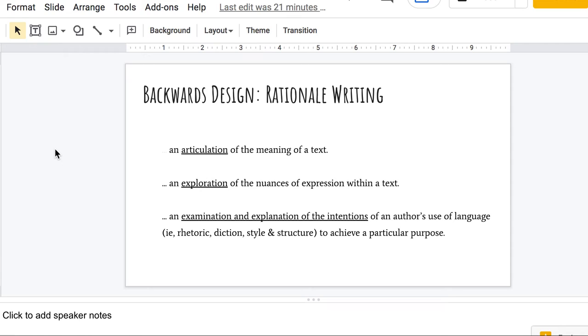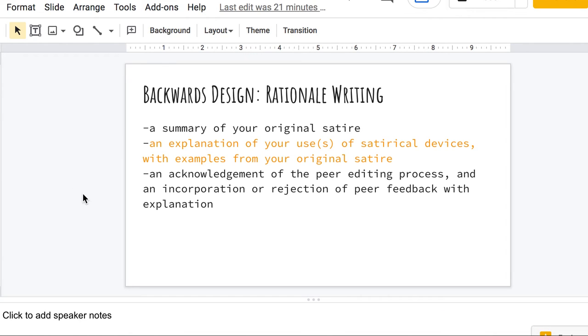So what I mean by backwards design really is that as you are creating your satire, you really should be thinking about what you are going to be talking about in your rationale. So again, a summary of your original satire, an explanation of the uses of satirical devices with examples from your original satire, and then an acknowledgement of your peer editing process and incorporating or rejecting of peer feedback with explanation. Okay, so today, again, as I mentioned, we're just going to look at number 2, highlighted in the orange.